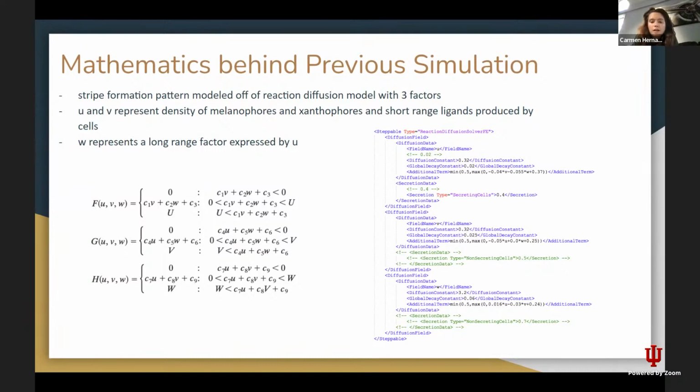they can. So in here you can see that it's modeled off of a reaction diffusion with 3 different factors, with U and V representing the density of melanophores and xanthophores and short-range ligands, and then W representing the long-range factor. That's definitely the most important part about it, and that it does the minimum of the maximum representing piecewise functions. So that's pretty much all I wanted to touch on based on that, since we did go over it last time, and we'll go over it a little bit later, but we're actually not using this part of the simulation anymore.